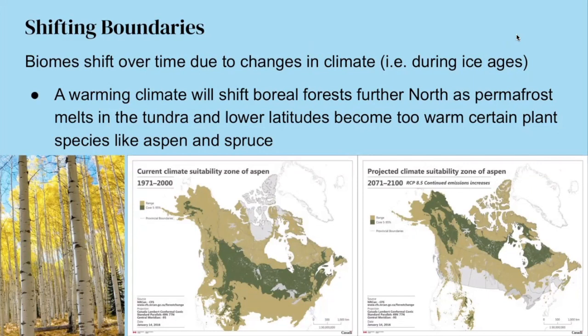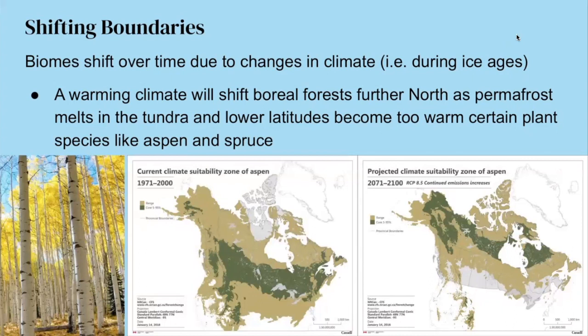So one example is our boreal forests. As our permafrost melts in the tundra, that layer that stops plants with deep roots from growing is no longer there. So things like pine trees, like aspen and spruce, can move further north, and that biome can be converted from tundra into boreal forests or taiga.